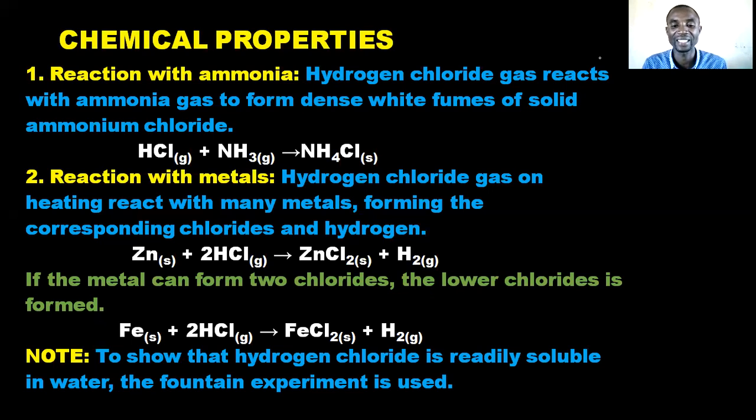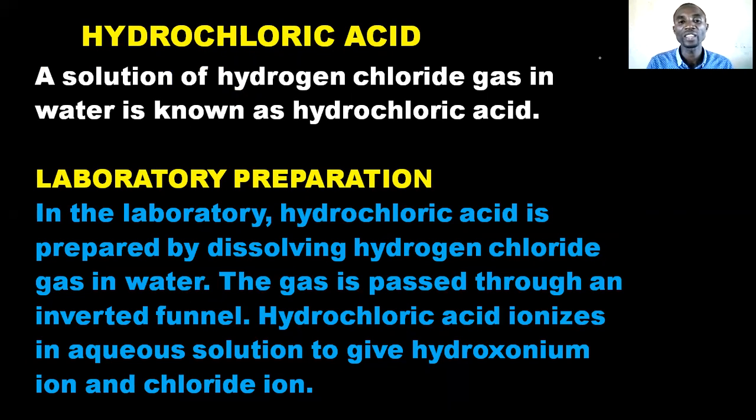Now we need to understand that hydrogen chloride is readily soluble in water, and that is why it's used in fountain experiments. Now, we have talked about hydrogen chloride. Now, hydrochloric acid. Note once again that hydrochloric acid has the same formula as hydrogen chloride gas, but the only difference is that hydrochloric acid is a solution of hydrogen chloride gas in water. That is what we mean by hydrochloric acid.